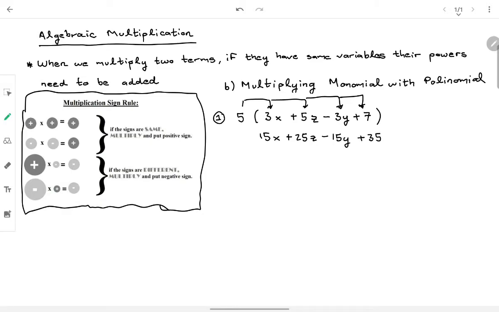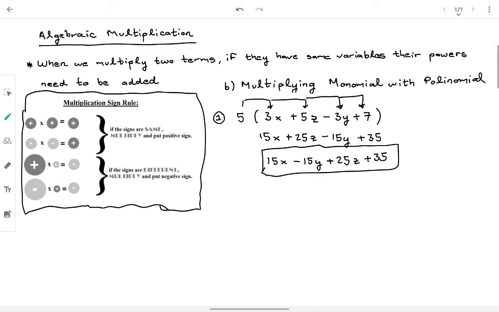Remember, the most important part is at the end when you will need to order our answers. So in this case, it's going to be 15x. Then we will put letter y, then letter c, and at the end we will put the independent term 35. And this is going to be our final answer of multiplying this monomial with a polynomial. Let me see the next example.